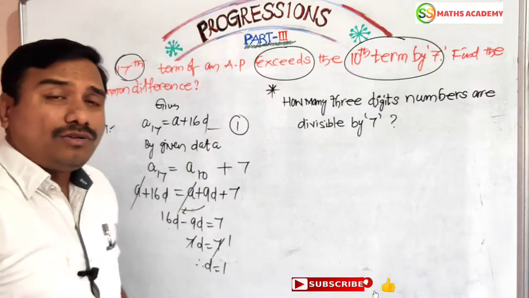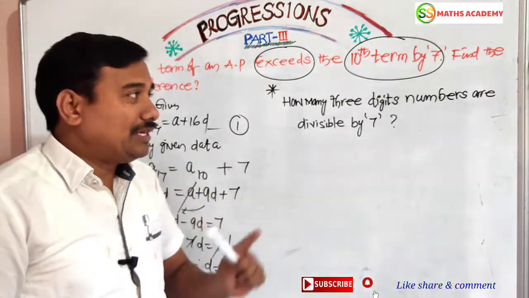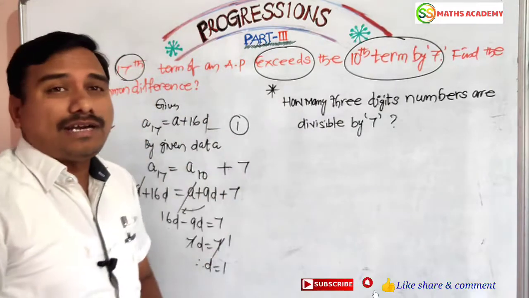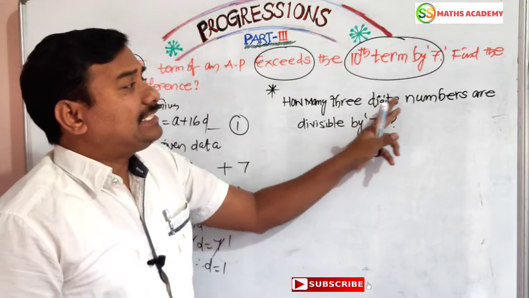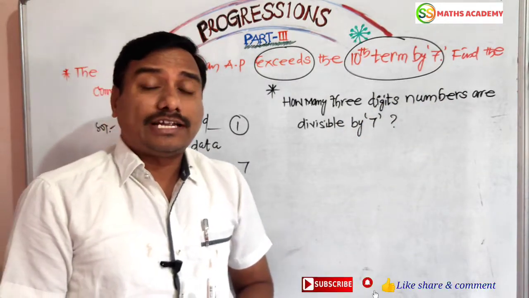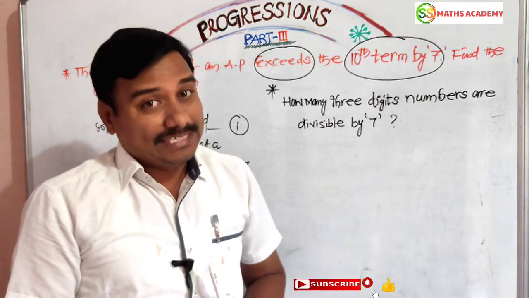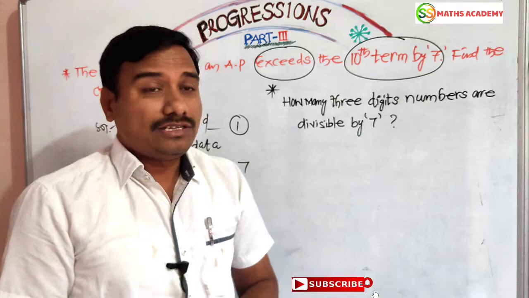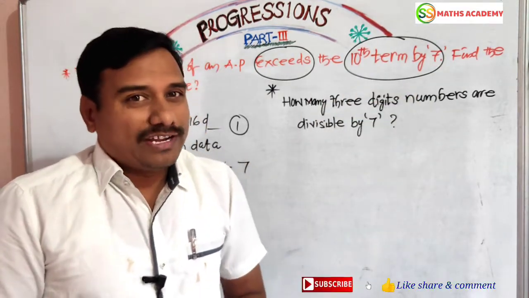And now let us see, dear friends, one more good question about the nth term of an arithmetic progression. How many 3-digit numbers are divisible by 7? You have seen a familiar kind of question: how many 2-digit numbers are divisible by 3? That is also an important question. Here, how many 3-digit numbers are divisible by 7? How can we find out?